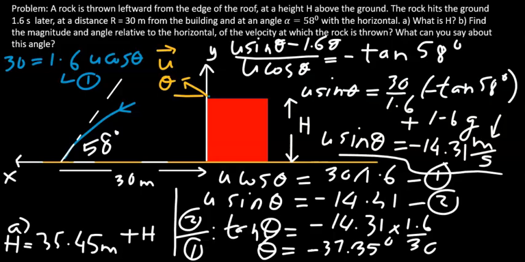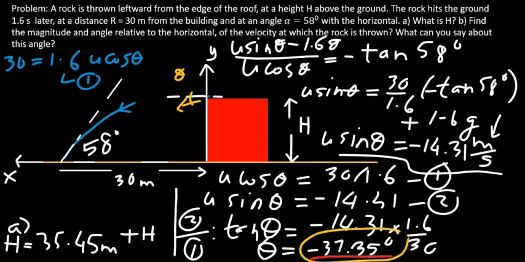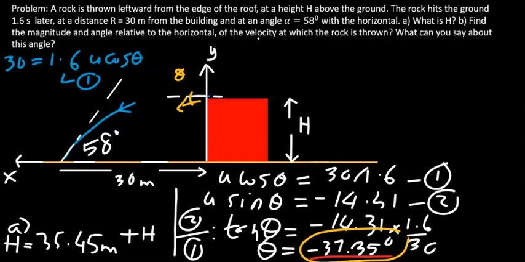Now comes an important point. Note the angle is minus 37.35 degrees. That means the launch angle is not above the horizontal, but below the horizontal, like that. So that means the rock was thrown in that direction with some angle theta given by this number below the horizontal. What about the magnitude of u?